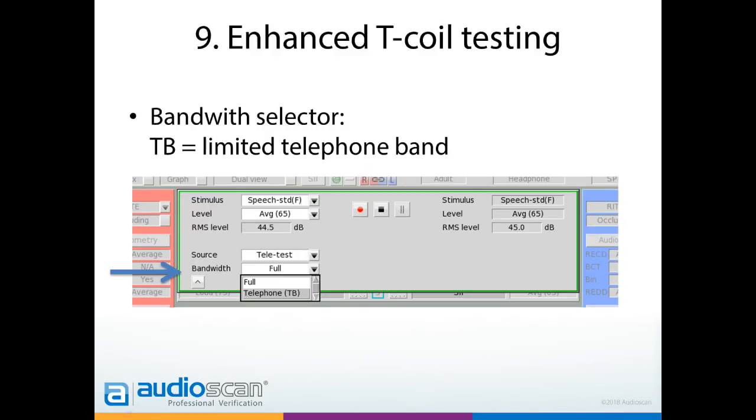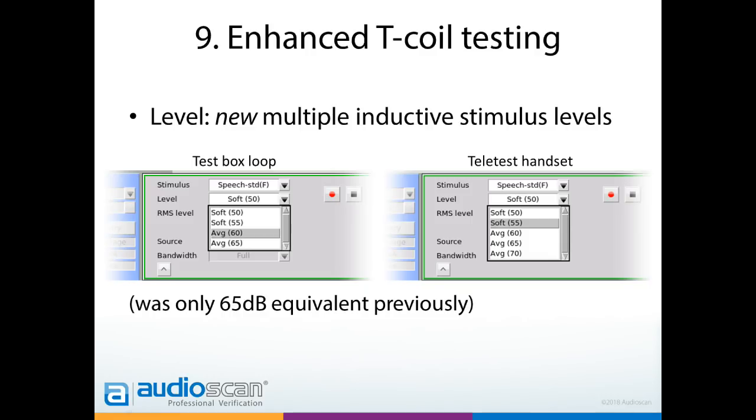For teletest handset, we can now select a limited telephone bandwidth rather than full wideband signals to better simulate phone voice. Finally, the stimulus level drop-down has been made active during inductive testing. Previously, we used only levels intended to simulate a 65 dB acoustic level, but now we allow multiple signal levels to be selected for both teletest and T-loop.